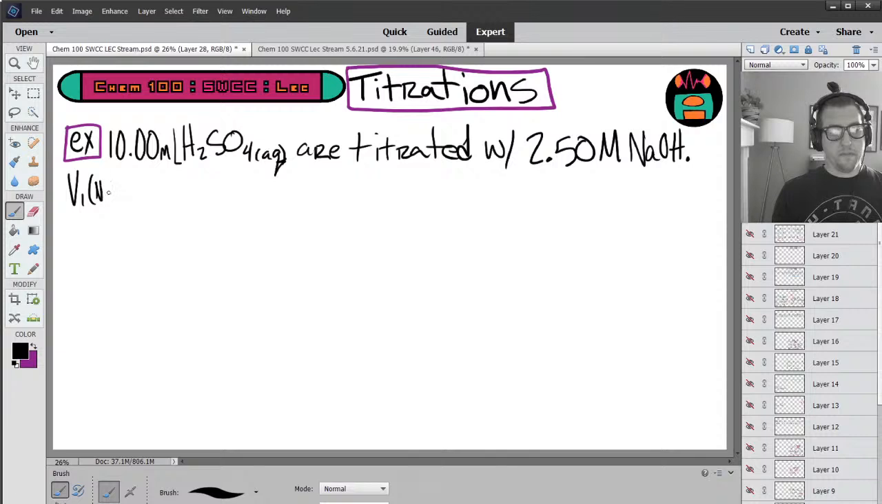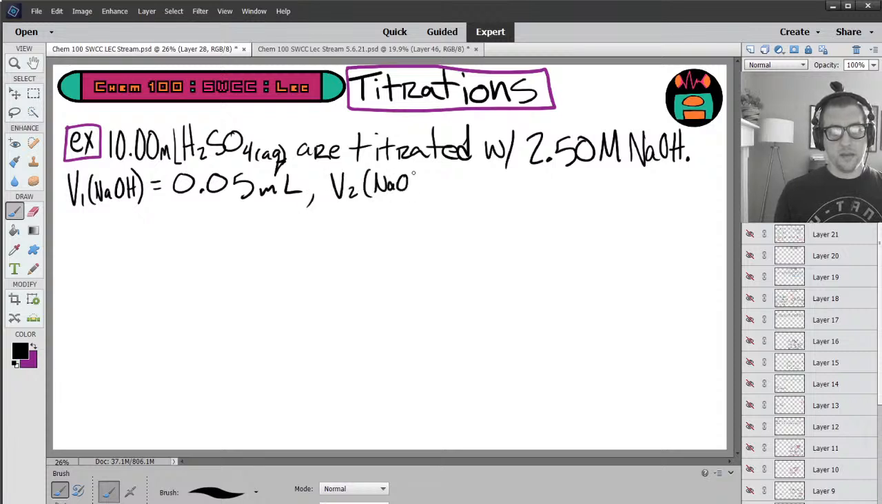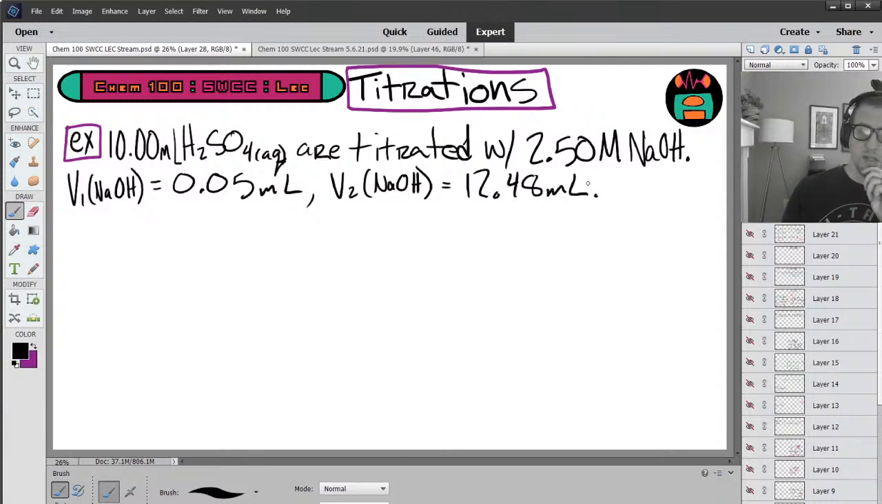The initial volume of sodium hydroxide was 0.05 milliliters, and the final volume of sodium hydroxide is 12.48 milliliters. What is the molarity of sulfuric acid?